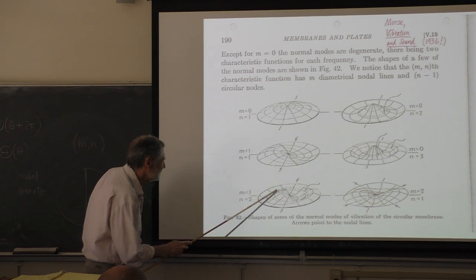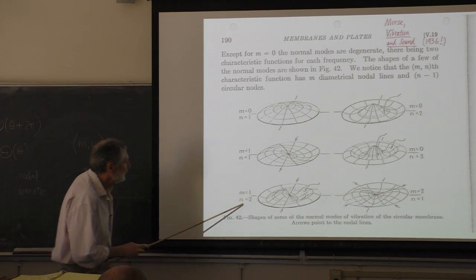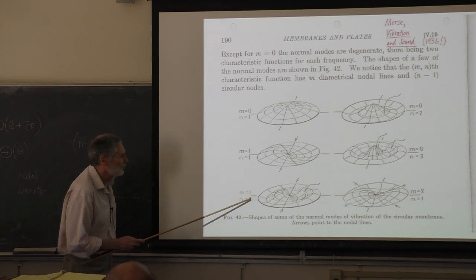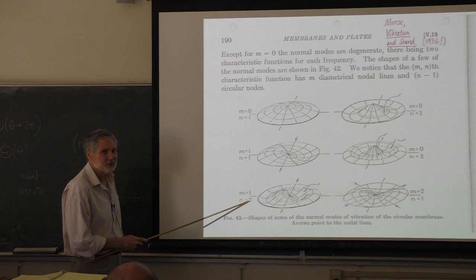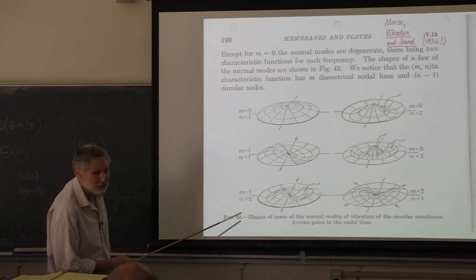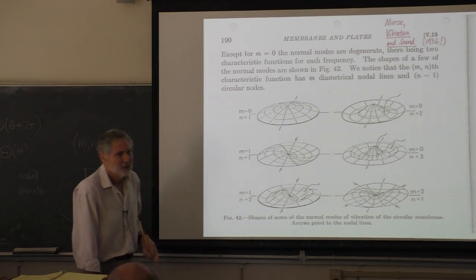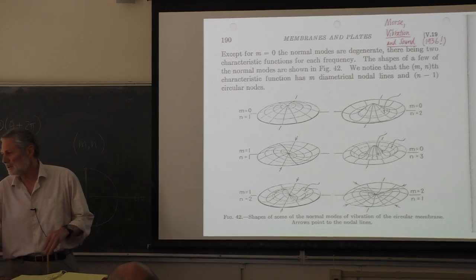Let's move on to here now. This mode is interesting because now we have both a nodal diameter and a nodal circle. And it's starting to get hard to see, right? But they're there. And then this one is just impossible. You can stare at that if you want to.